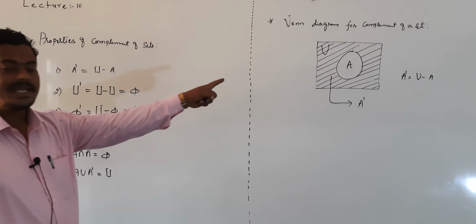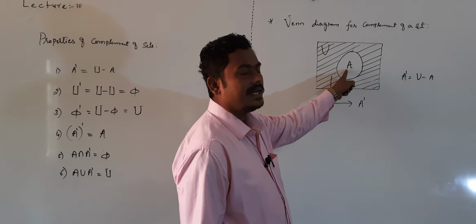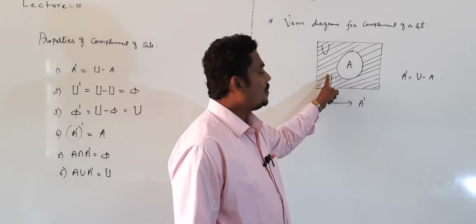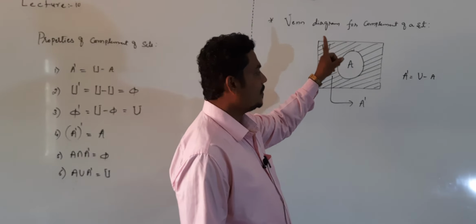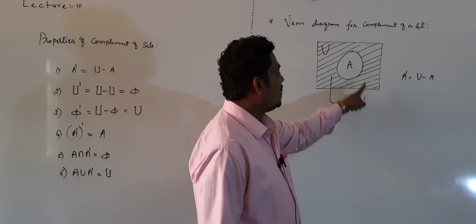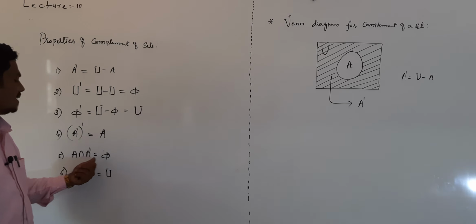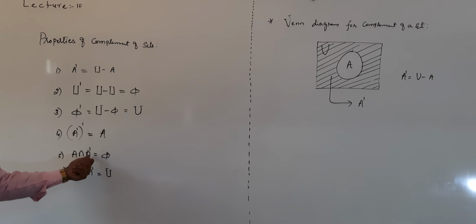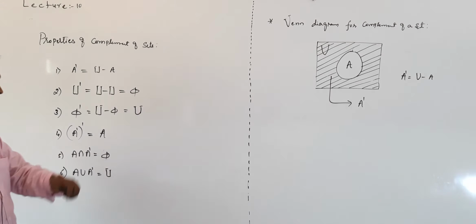Just look at the Venn diagram. The shaded region means A complement, unshaded region means A. If you add these two regions, clearly it gives universal set U. In between A complement and A, there are no common elements. So A intersection A complement is equal to null set. A union A complement is equal to universal set.